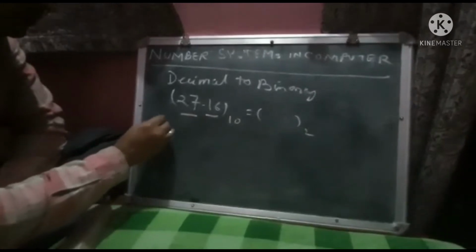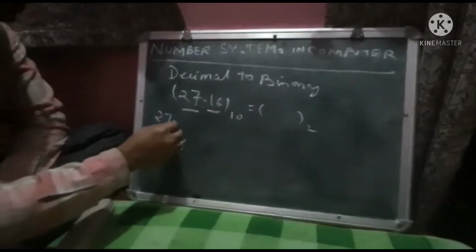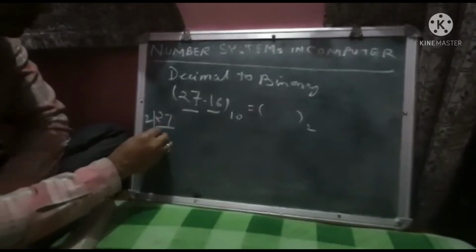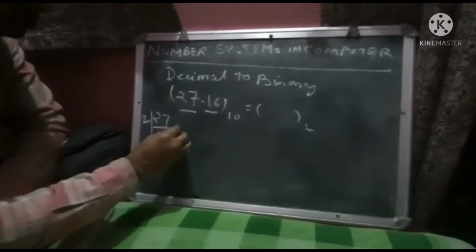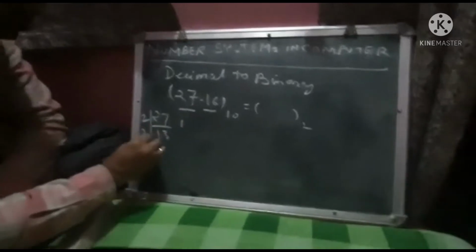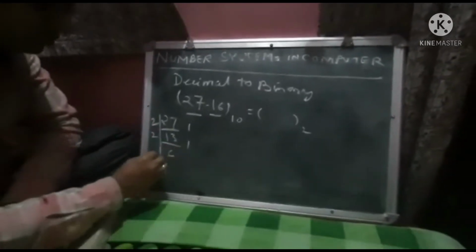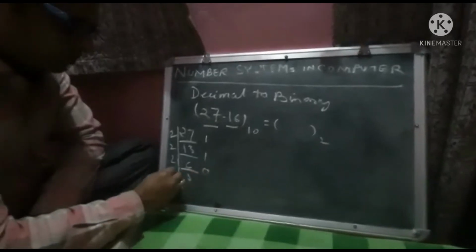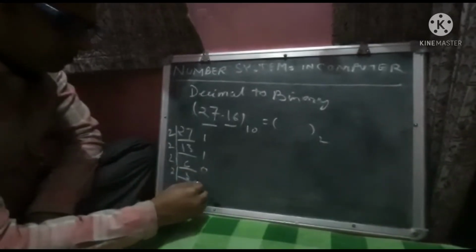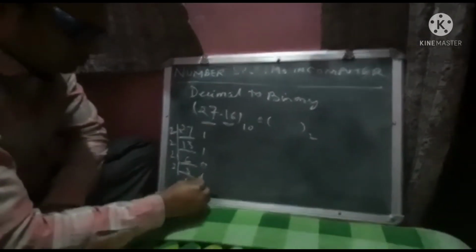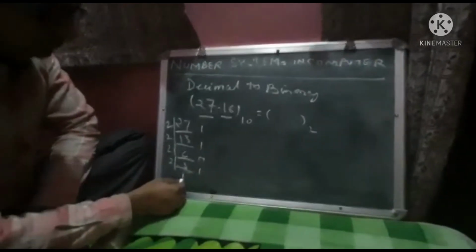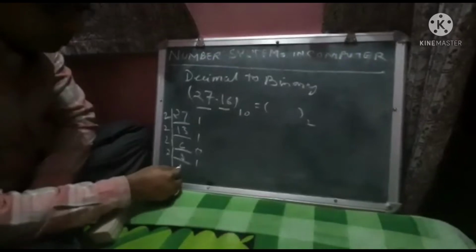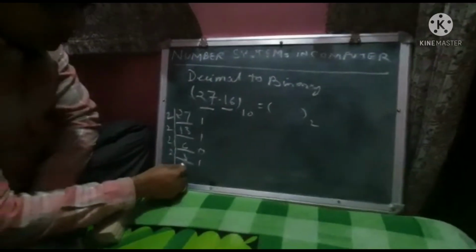For the integer part conversion to a binary number, we divide by 2. Let us divide first. 27 divided by 2 gives 13, and the remainder is 1. 13 divided by 2 gives 6, remainder is 1. 6 divided by 2 gives 3, remainder is 0. Then 3 is divided by 2 one time and the remainder is 1. So we stop when we get 1 at the last, or we get 0 at the last. We stop here. This is the last step.